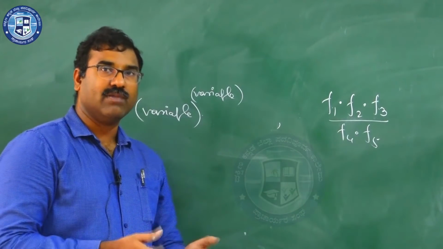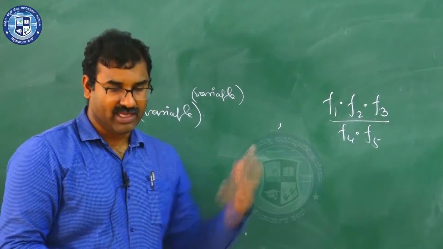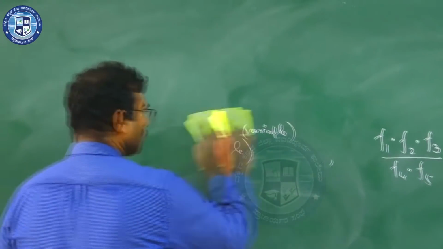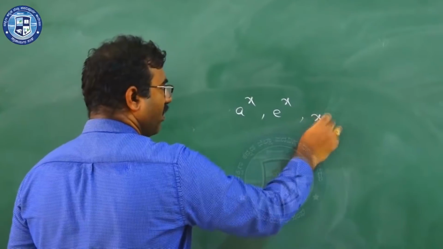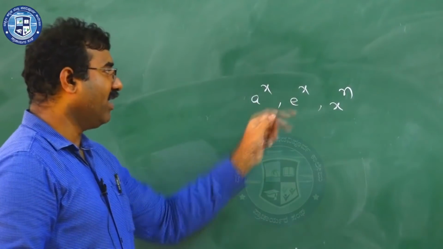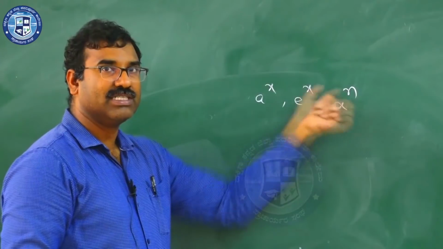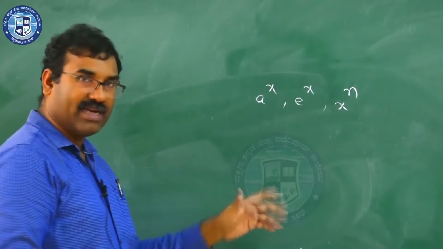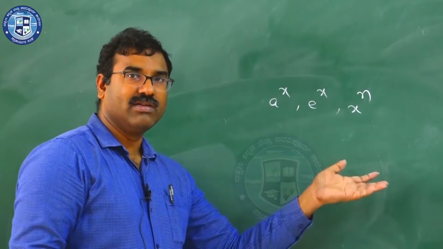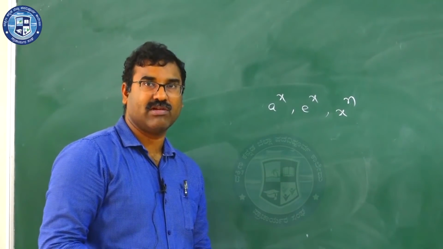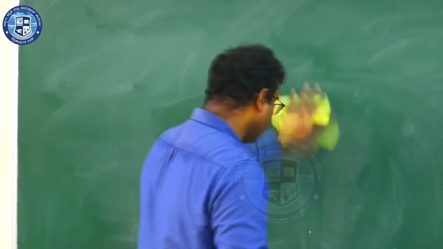We apply log on both sides, then we make it into a simpler format, and then we differentiate. We will see a few problems based on this. So far we have come across only this kind, like a power x or x power n. One is a variable and one is a fixed value. Here a is a fixed value, e is a fixed value, n is a fixed value. But now it's variable power variable. If it comes, we use logarithmic differentiation, or also when there is a ratio of product of many factors or functions, we apply this to find the derivatives of the given functions.